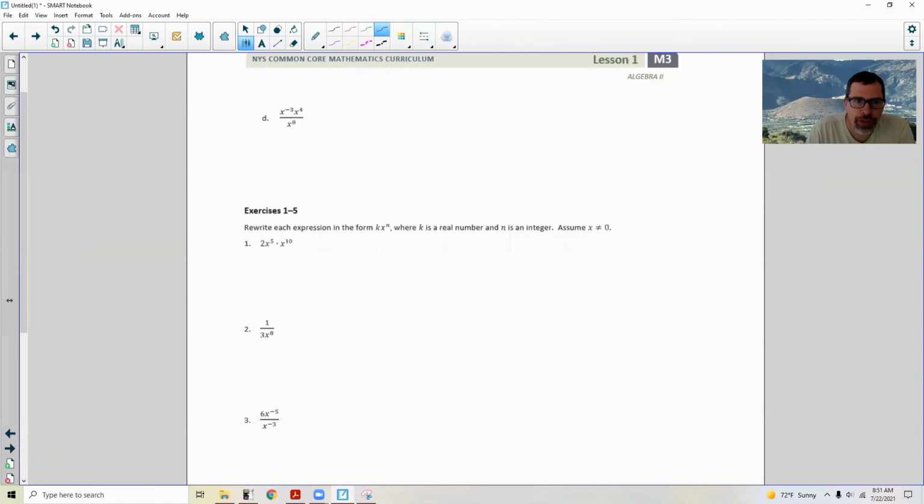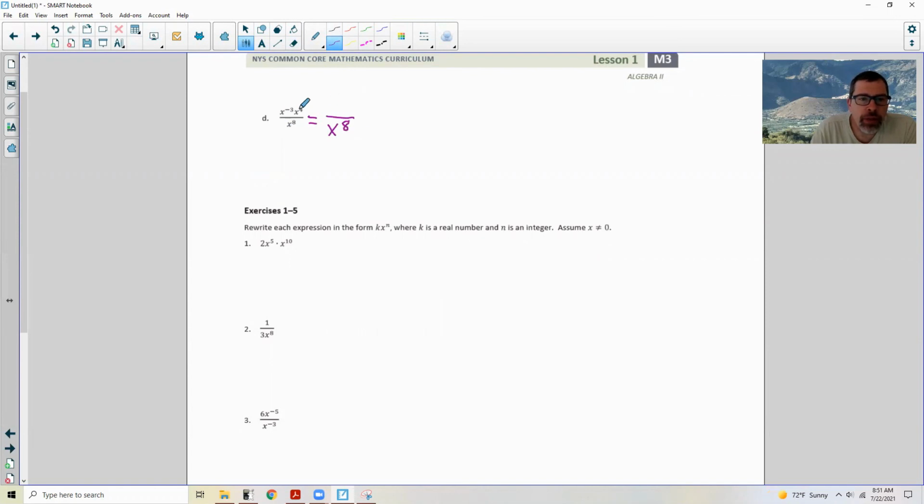Okay, page 4, one more example, D. Okay, so we have x to the negative 3 times x to the 4th over x to the 8th. There's a couple of different ways we can do these, but let's just simplify the numerator first. So I'll just leave x to the 8th alone for now.